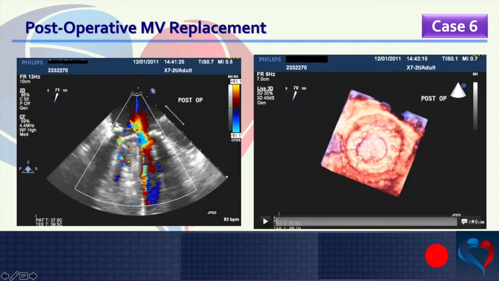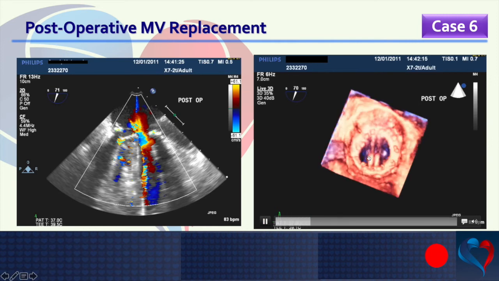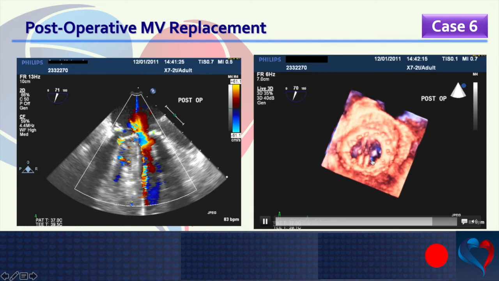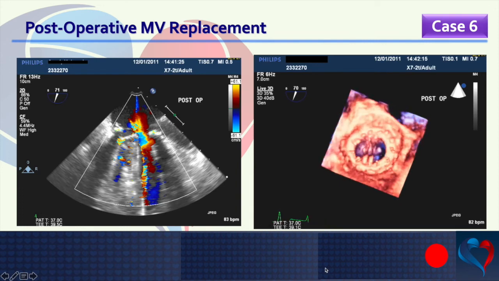This is three-dimensional echo for the same patient, showing beautifully the mitral valve leaflets. Both leaflets are moving symmetrically and the valve is opening very well. So this patient has a successful mitral valve replacement.